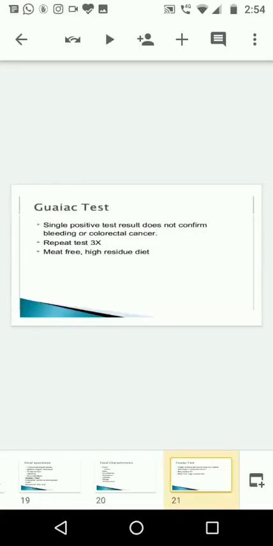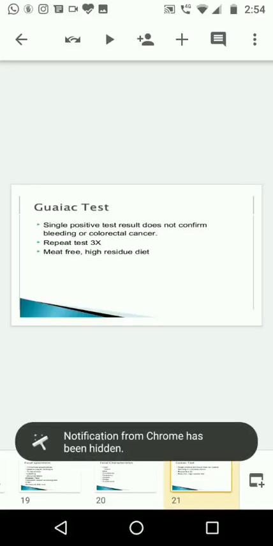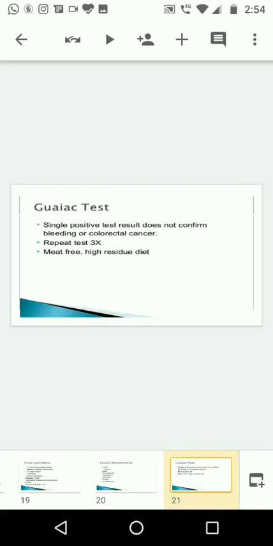In the Gaiac test, a single positive test result does not confirm bleeding or colorectal cancer. It should be repeated 3 times, and ask the patient not to eat meat, and to take a meat-free diet or high residue diet.